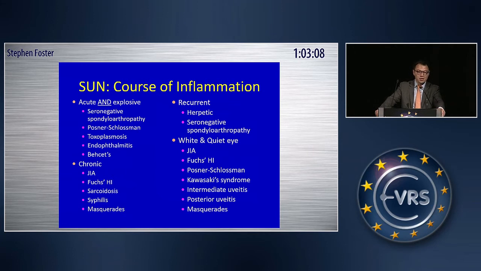And when you see a white and quiet eye, JIA is, I think, most famous, because a lot of these kids come in with inflammation in their eye and they have no pain, they have no redness, and they just maybe have some blurry vision. And that's why there's such an important emphasis placed on seeing JIA patients regularly, just to see any undetected inflammation.